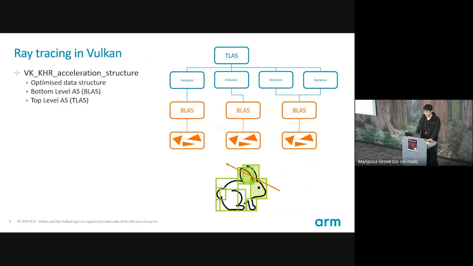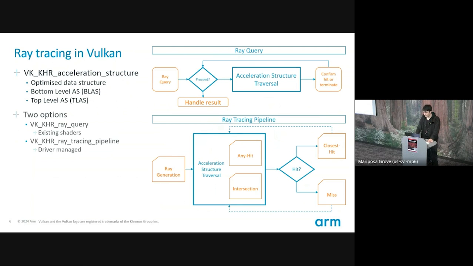So how does ray tracing work on Vulkan? Vulkan uses the same API for ray tracing on both desktop and mobile, so I expect a lot of you to be already familiar. First, we have acceleration structures, an optimized data structure containing geometry data for fast intersection tests. Acceleration structures can be divided into bottom-level acceleration structures, or BLASes, containing the actual geometry, and top-level acceleration structures, or TLASes, containing other BLASes.